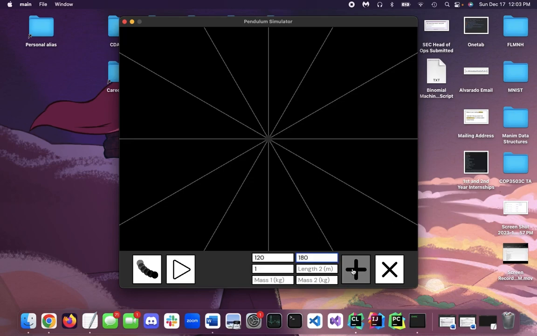So these angles are from the vertical. And you have to add the masses because the masses do affect things for a double pendulum. Okay, that's too long. Hold on. So if we add equal masses, it just looks pretty normal. We'll see how the mass affects things in a second.